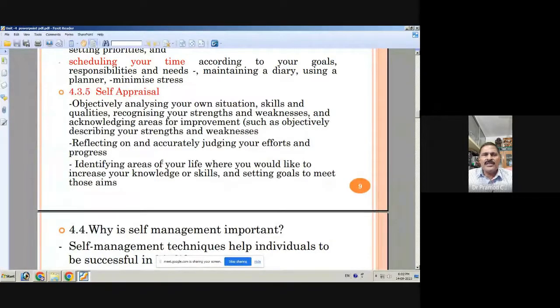Similarly, when we are interested to achieve success in a particular field, we want to achieve the goal, then definitely we must describe our strengths and weaknesses objectively. And we must reflect it in the progress register. So identify the areas where we are increasing our knowledge and skills, and also how to satisfy others to achieve the success or goals of ourselves. So identifying areas of our life where we would like to increase our own knowledge and skills, we'll have to set the goals to meet these aims.